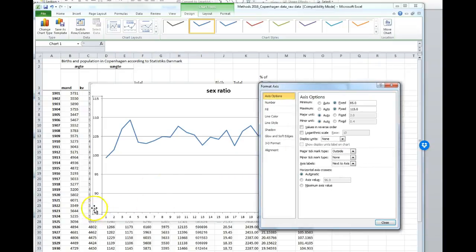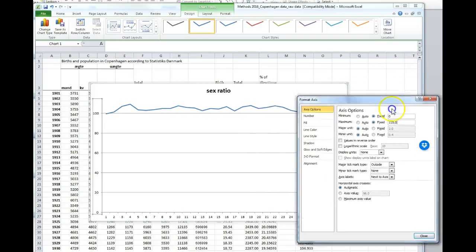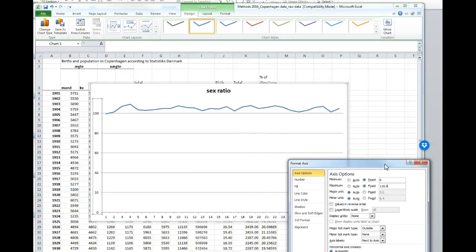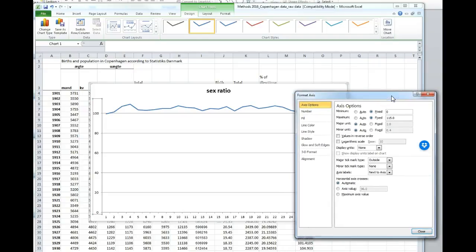But think about that, we're starting from 100. So this is maybe not the best measure. What about if we start from 0? Wow, suddenly nothing's happening whatsoever. The sex ratio is flat, which in fact is what happens. There's almost no variability.